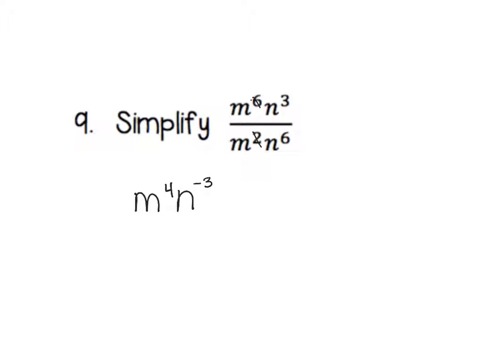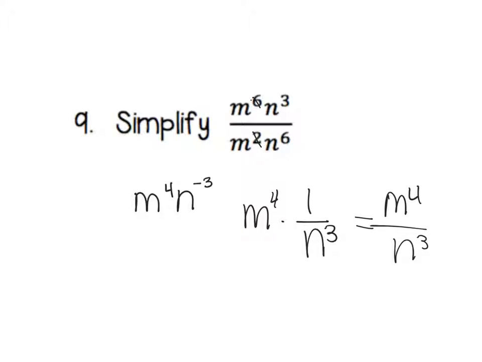But when we have a negative exponent, we have to write it as the reciprocal, so m to the 4th times 1 over n to the 3rd, which is really the same as m to the 4th over n to the 3rd.